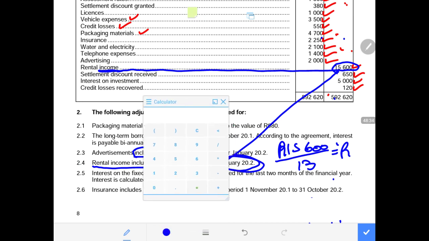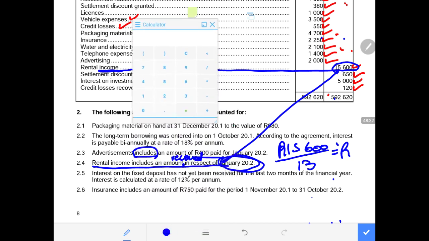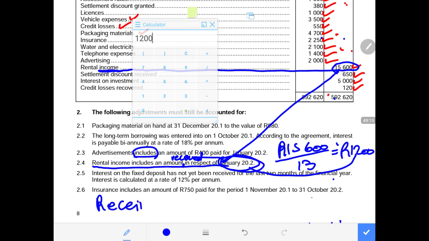Now it says we received the rent including the rent for January next year. We don't need income for next year because income for next year will be acknowledged in the income statement of next year. That means our rental of 15.6 is overstated. We received more than we're supposed to have received. Then we need to say 15,600 divided by 13 so that we know how much is the rent per month. So now we can see that the rent per month is 1.2. That means the rent for the 13th month, being January 2002, is 1.2. So now 1,200 is what you call received in advance.